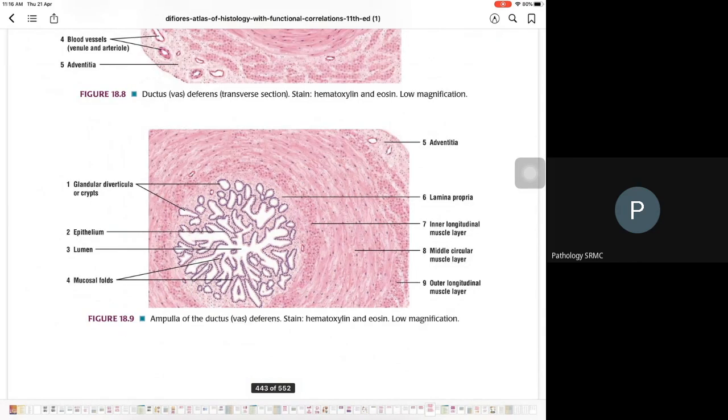Ampulla of the ductus or vas deferens, H&E stain, low magnification. On top left, we have glandular diverticula or crypts, then epithelium, lumen, mucosal folds, adventitia, lamina propria, inner longitudinal muscle layer, middle circular muscle layer, and outer longitudinal muscle layer.